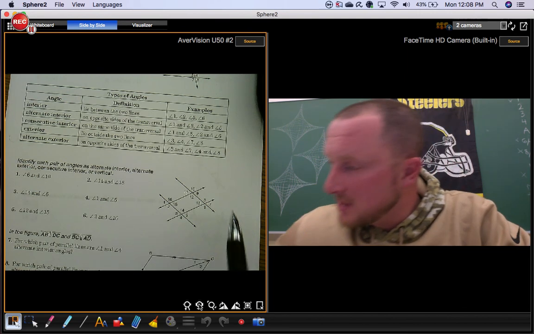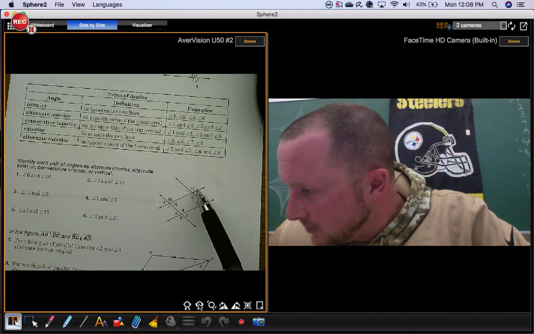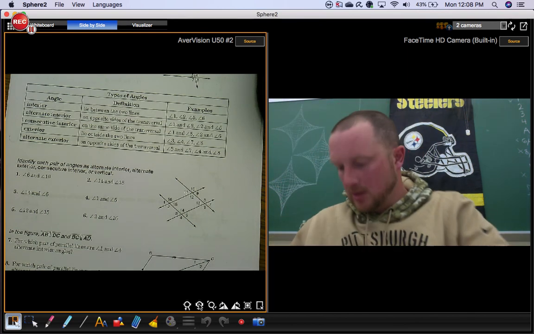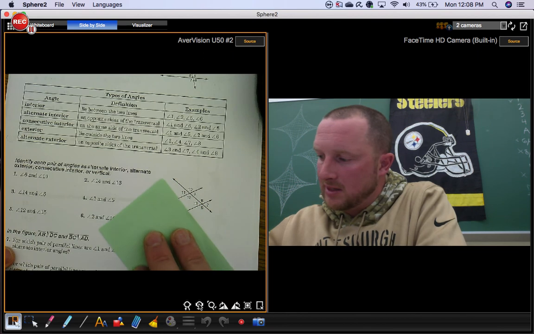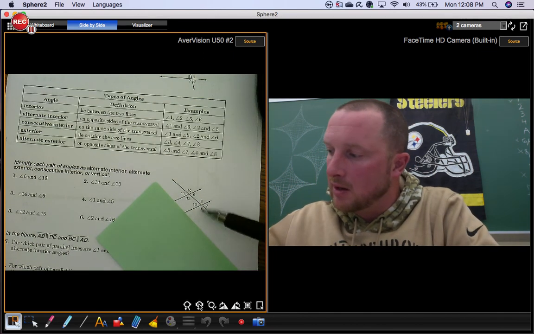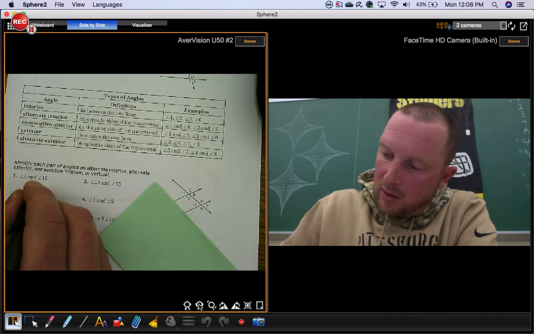So we're looking at angle 6 and angle 10. There's angle 10. There's angle 6. We do not need this line. So if you cover up that line, it makes things a lot easier to look at. Those angles, 6 and 10, are alternate exterior.